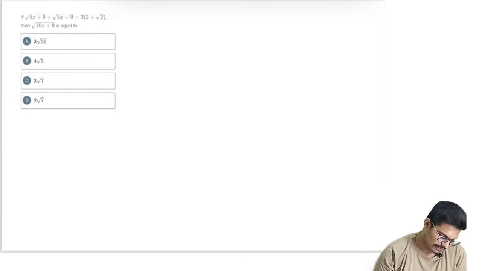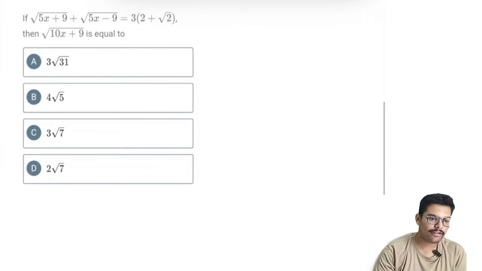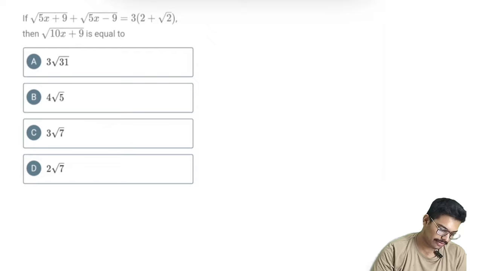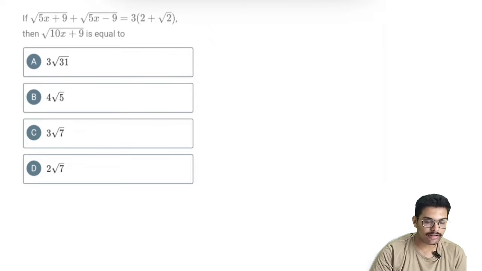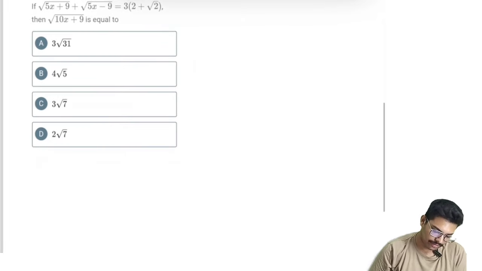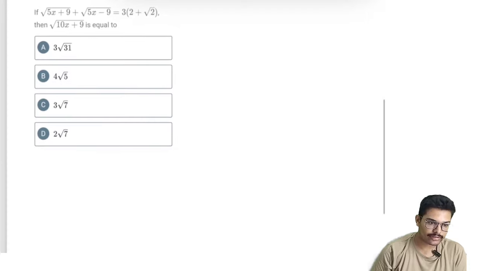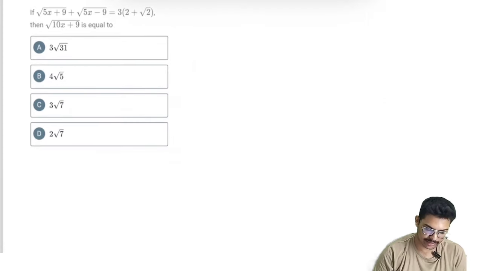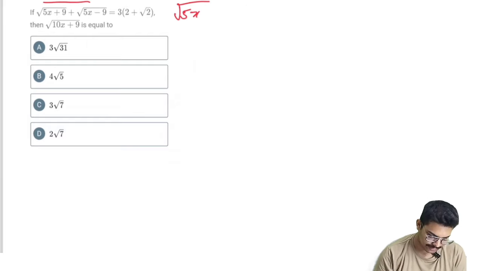Now we can solve the next question. If root of 5x plus 9 plus root of 5x minus 9 equal to 3 into 2 plus root 2, then find the value of root of 10x plus 9. I will show two different methods to solve this question. First of all, in the first method, I am writing the LHS part, root of 5x plus 9 plus root of 5x minus 9 equal to 9.